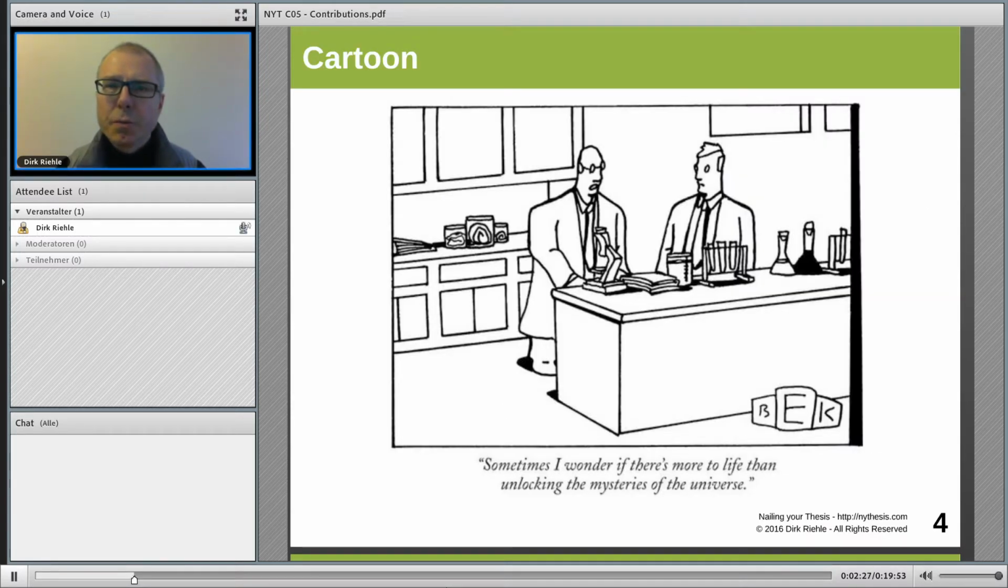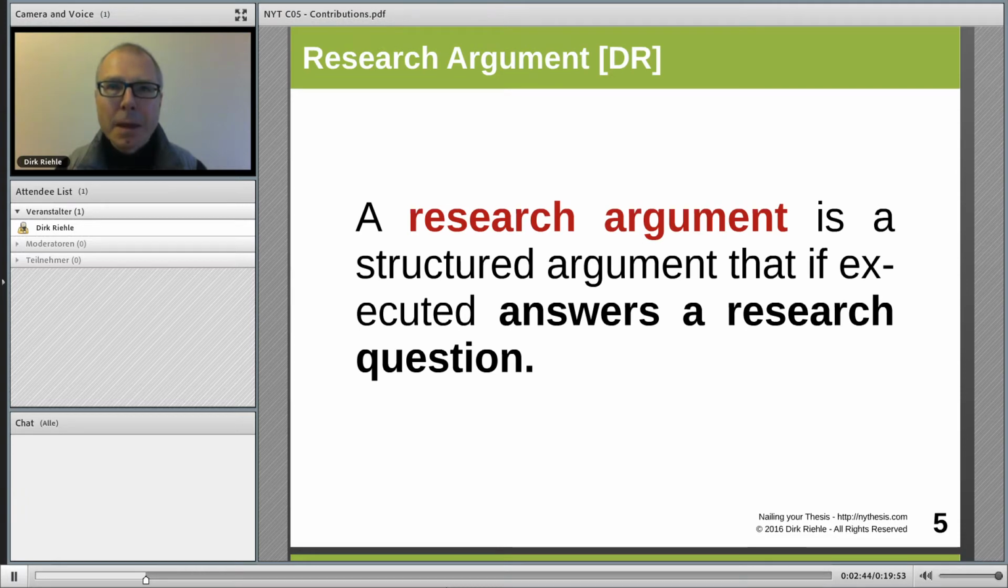So here's a cartoon. Sometimes I wonder whether there's more to life than unlocking the mysteries of the universe. Well, the answer to that somewhat humorous question is of course left to you and your priorities in life.